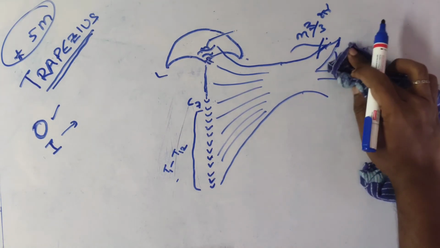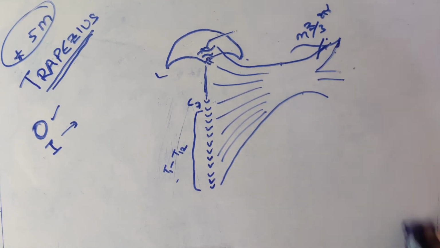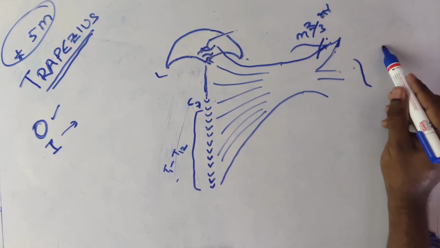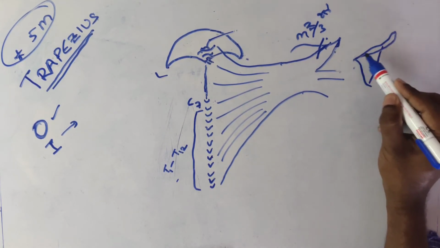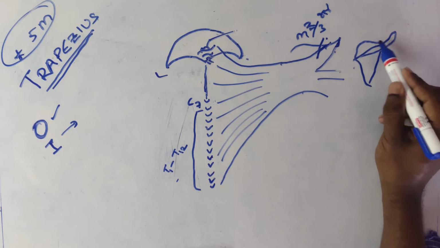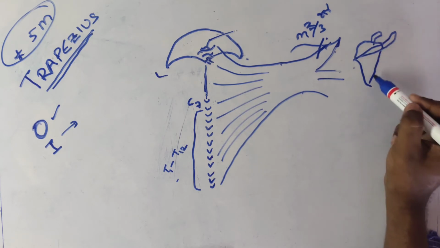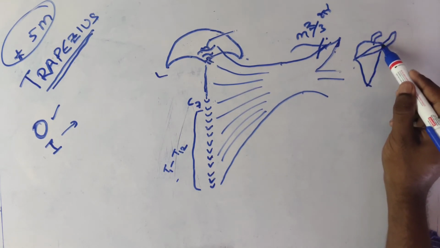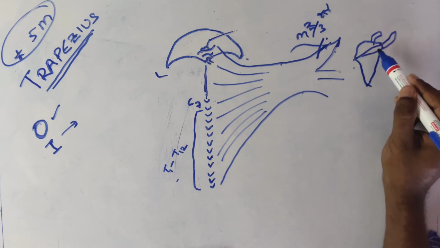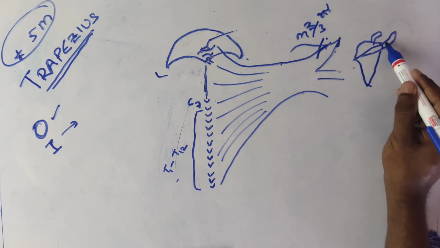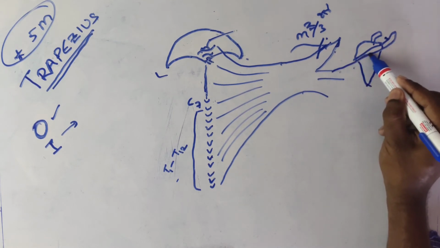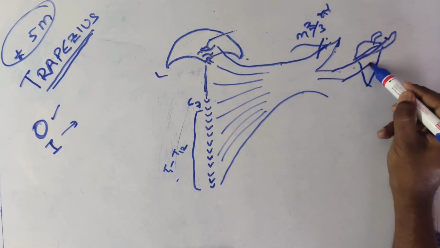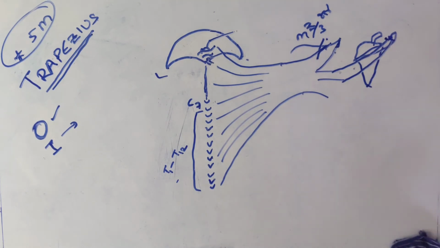Here it is the clavicle, and here is the spine. This is the acromion process of the spine. This is the coracoid process, and this is the triangular area. Here the middle fiber attaches to the medial acromion process. The upper fiber attaches to the lateral clavicle.